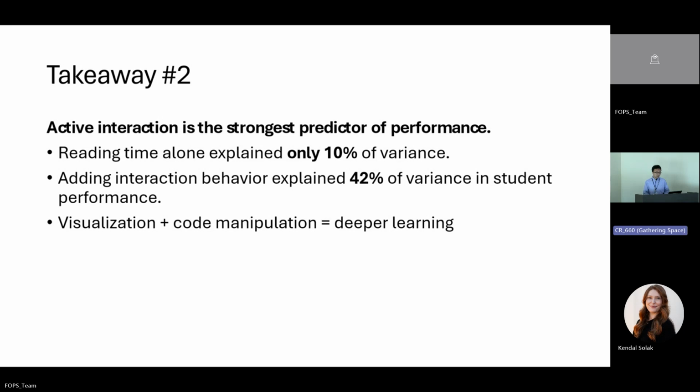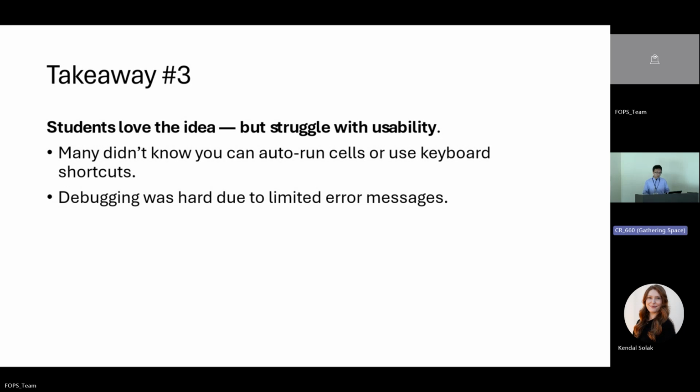So reading alone only accounts for 10% of the variance of students' final performance in the whole course. But if we add the interaction behavior, that would be able to explain 42% of their performance. So if you give students something that they can interact with beyond reading, you will have a deeper level of learning. The third takeaway is they really like the idea, but they struggle with the usability.